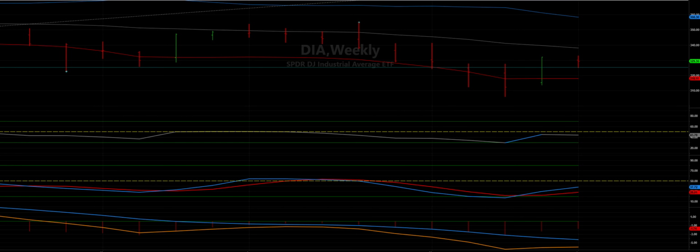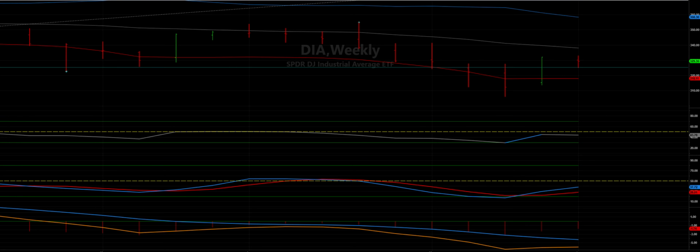So it told us that the volume was just not there, and we could not get above that 8-week moving average overhead resistance, so we did not trade last week. So now that brings us to the week coming up, okay?